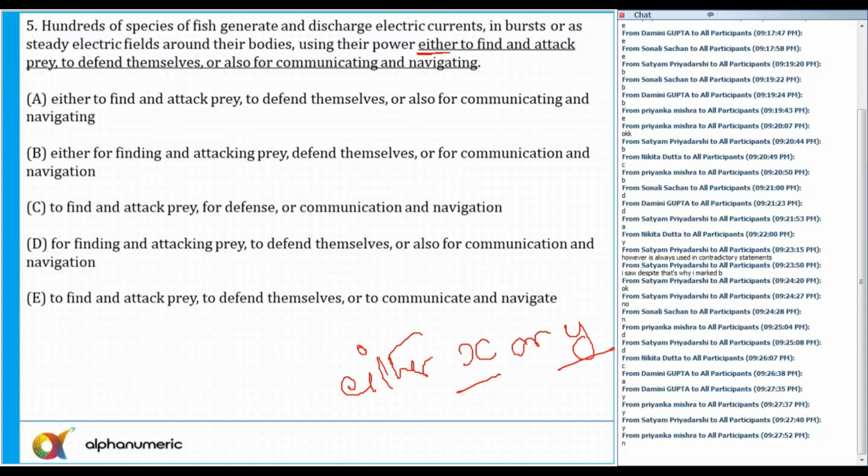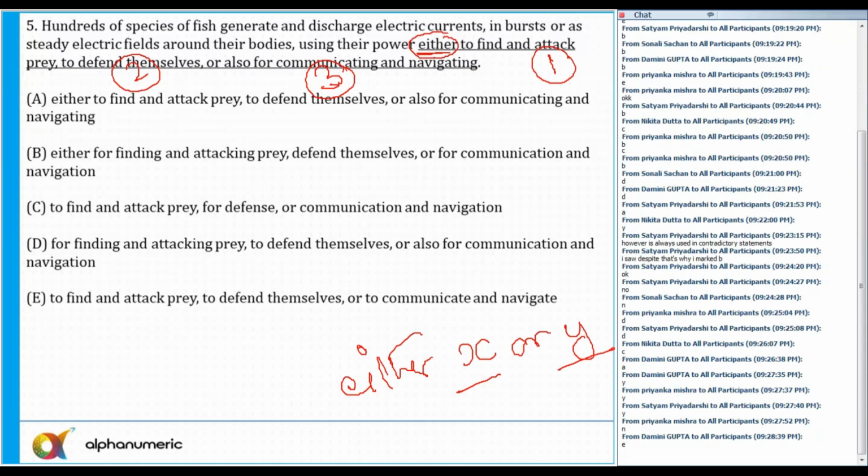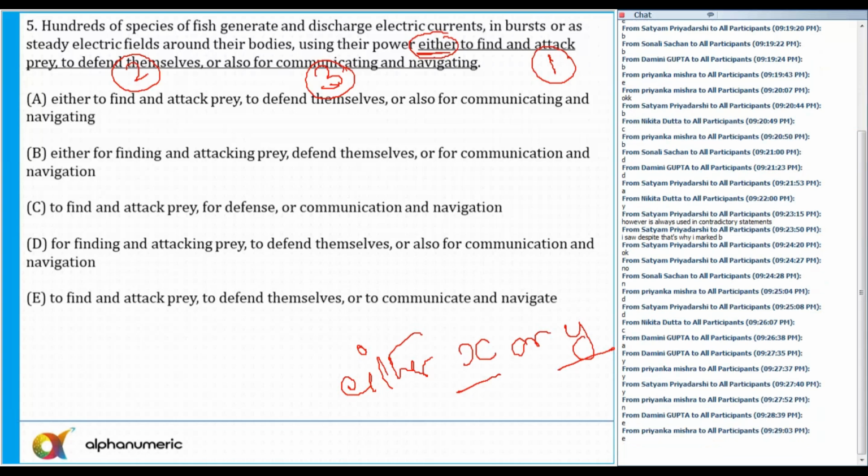But the problem is that after the word either, he has used three things: either to find and attack, number two to defend themselves, or number three for communicating and navigating. So this word either cannot make sense. We will have to remove the word either, because either cannot be used with more than two things, right? So in order to make it parallel, what will we do?